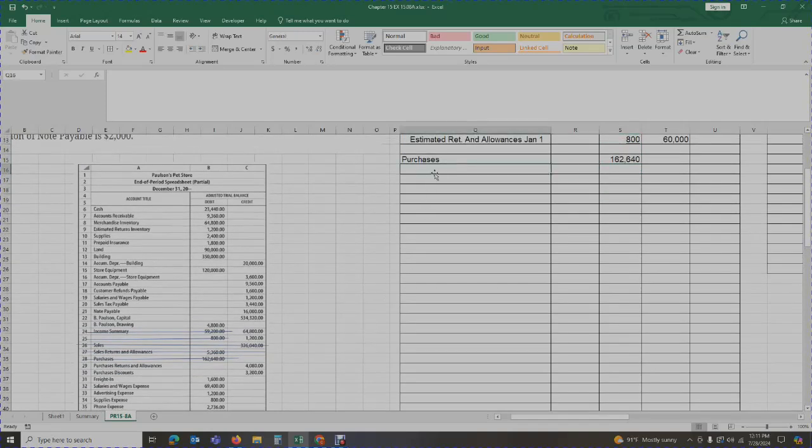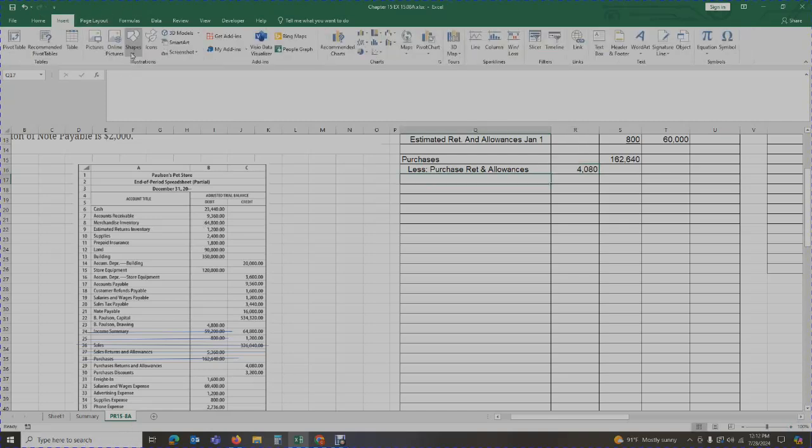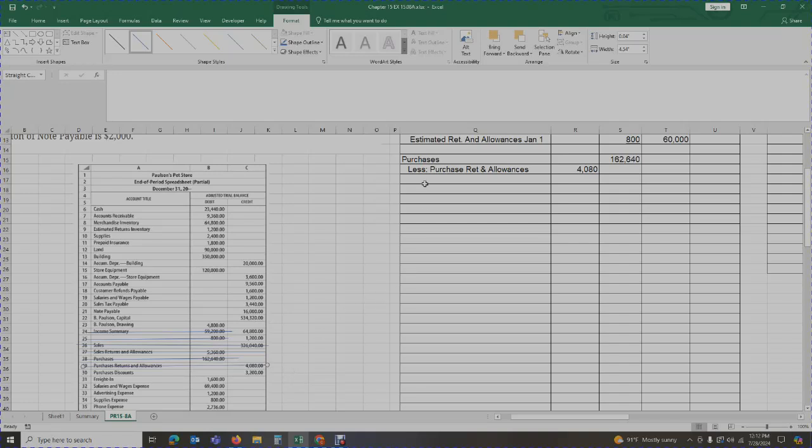We're going to subtract purchases, returns, and allowances, and for purchases, returns, and allowances, we have 4,080. Let me mark that off. And then we also have purchase discounts.